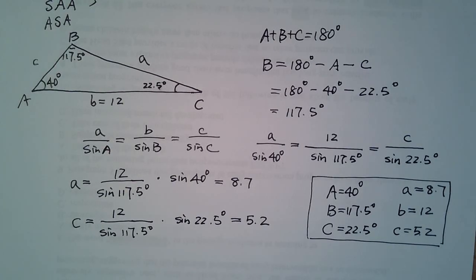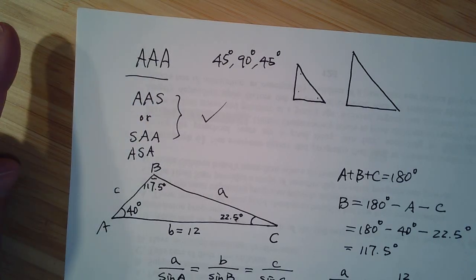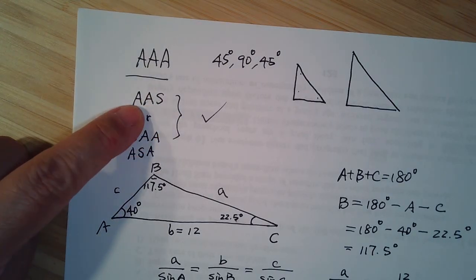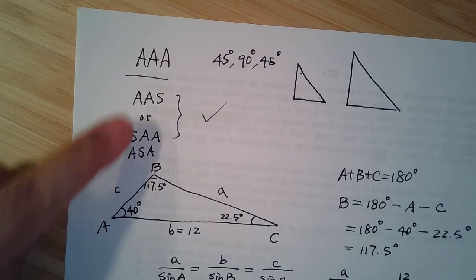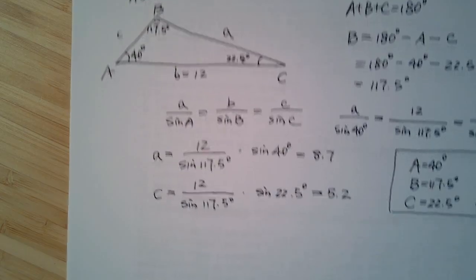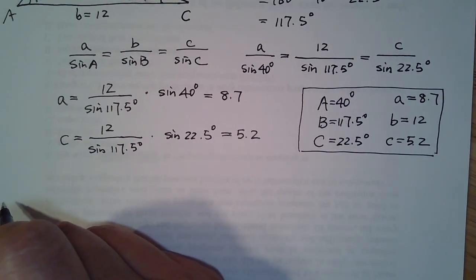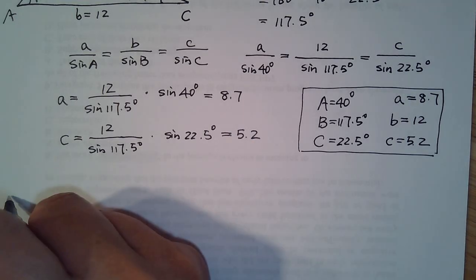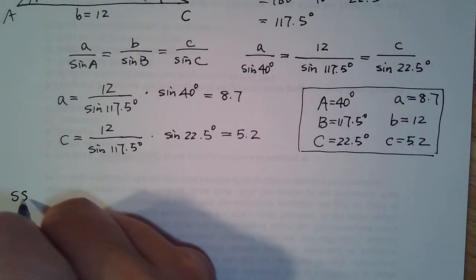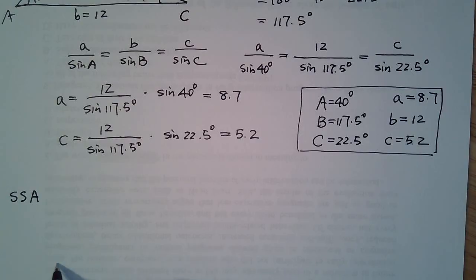All right, now we learned this. Given two angles and one side, I don't care whether the side is next to one angle, next to the two angles, or between two angles. We know how to solve that. All right, now the next one is, what about this? What about if I give you two sides and one angle? Side, side, angle.